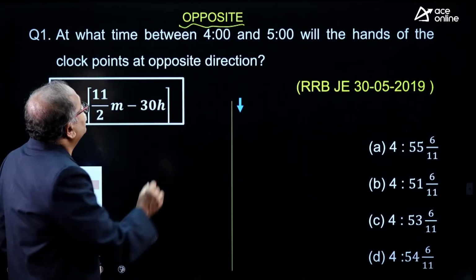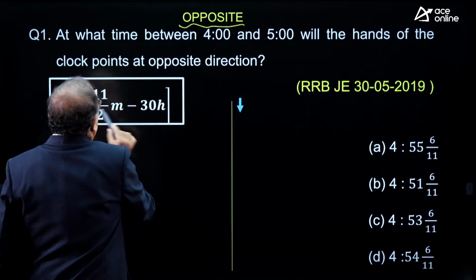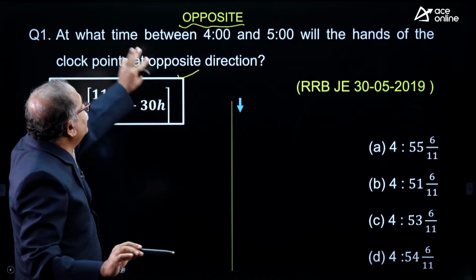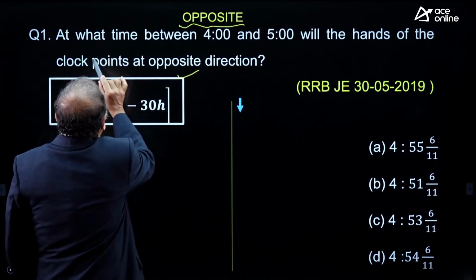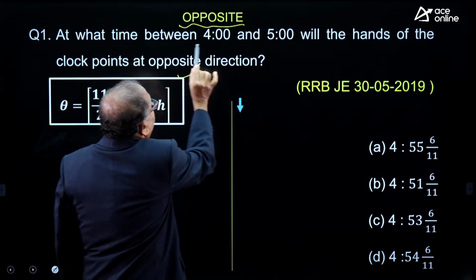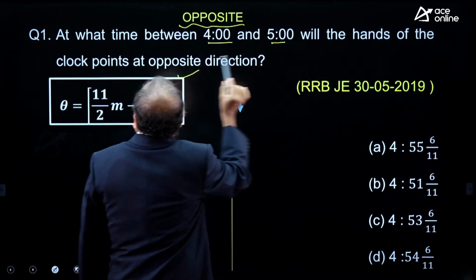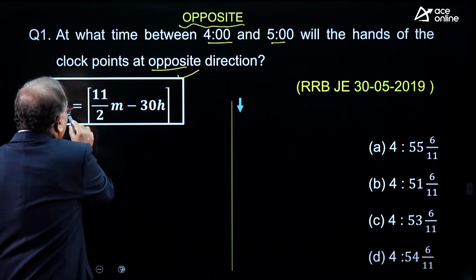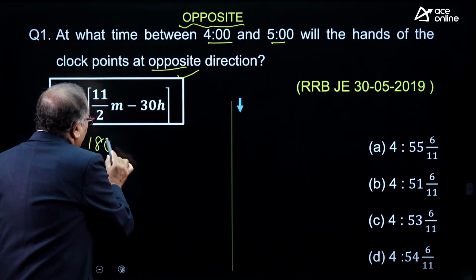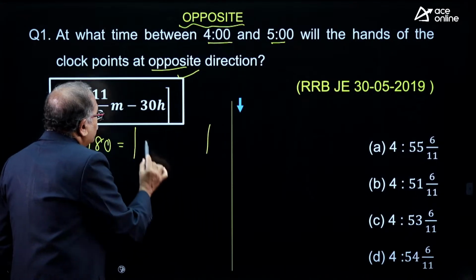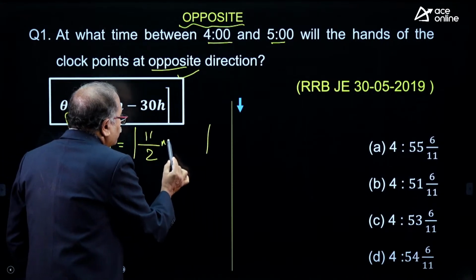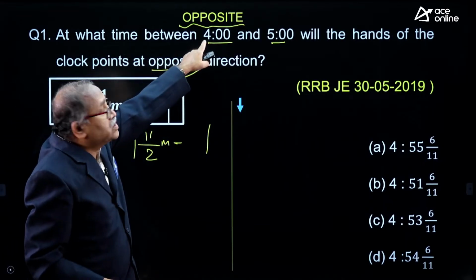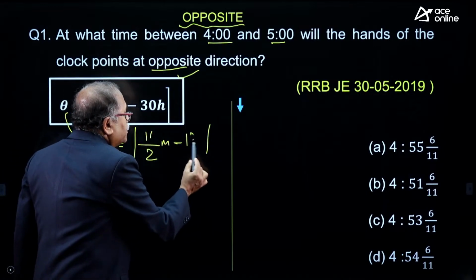Everyone will solve it this way, using the formula which is applicable in almost every question of this nature. They are asking: at what time between 4 o'clock and 5 o'clock will the hands of the clock be opposite to each other? When they are opposite, the angle is 180 degrees. So 180 is equal to mod of 11 by 2 m, which I have to find, minus 30h. And what is h here? h is 4, so 30 into 4 is 120.